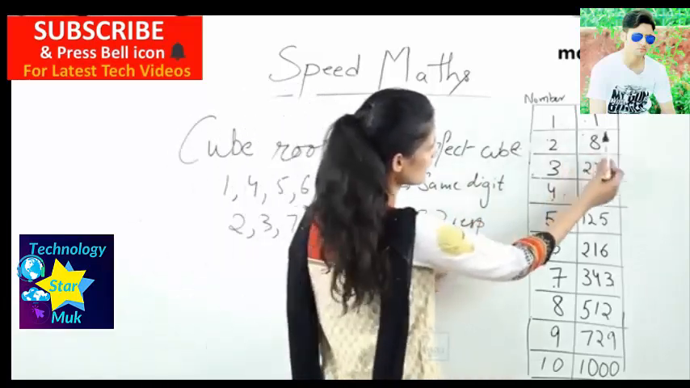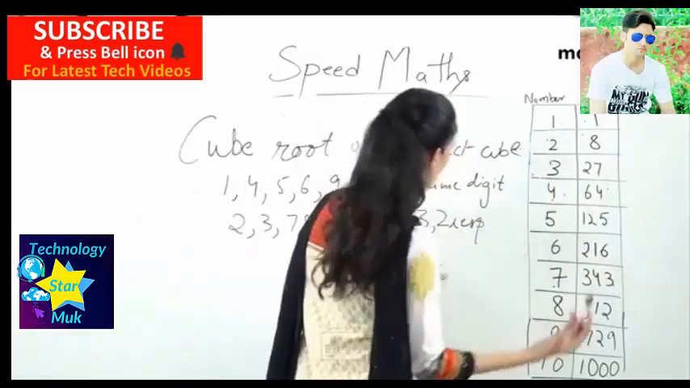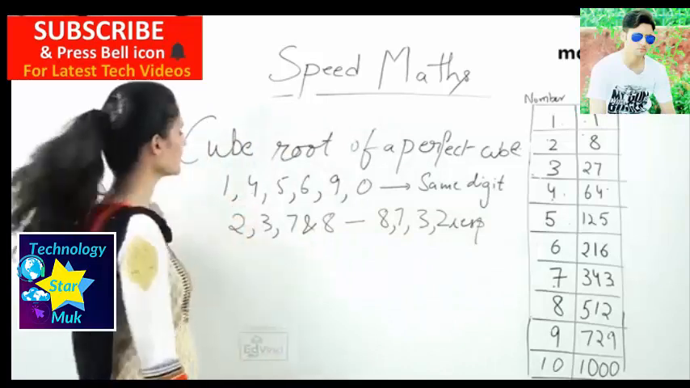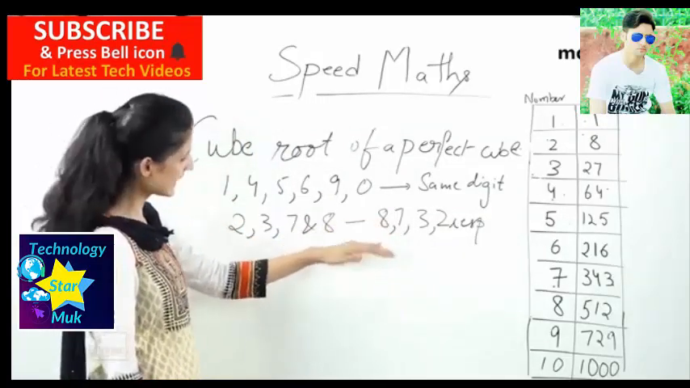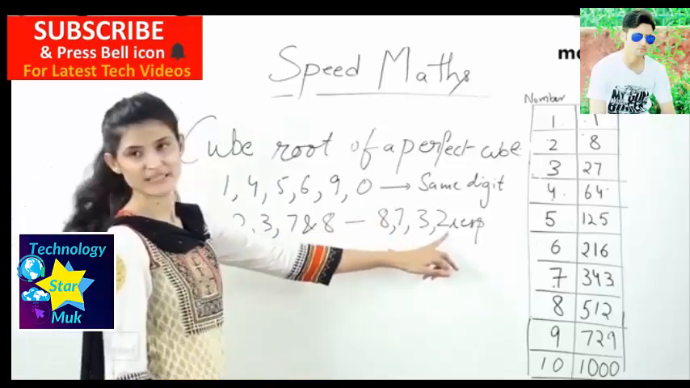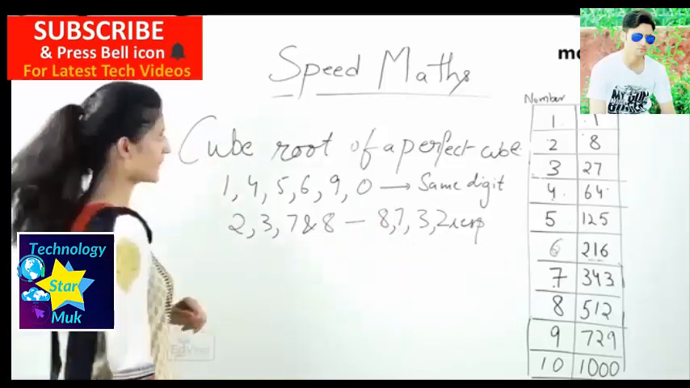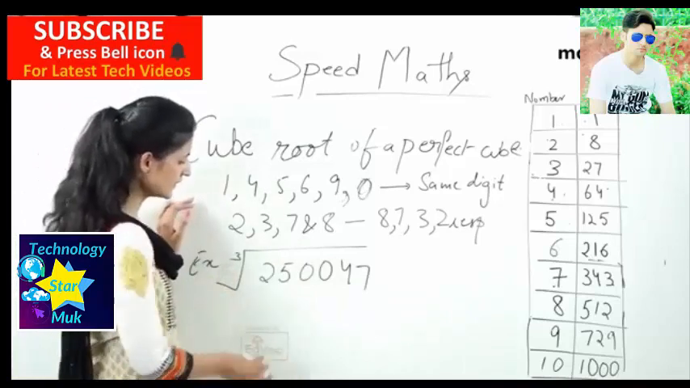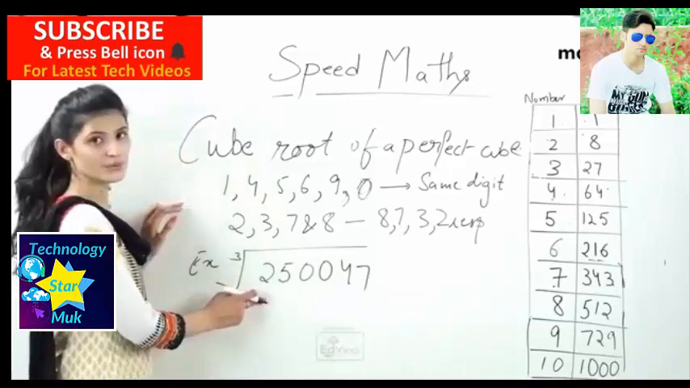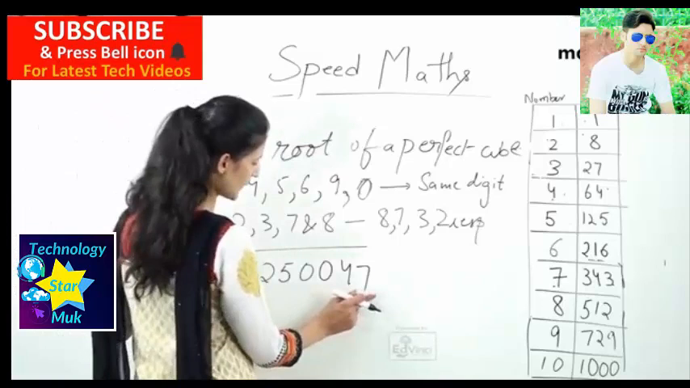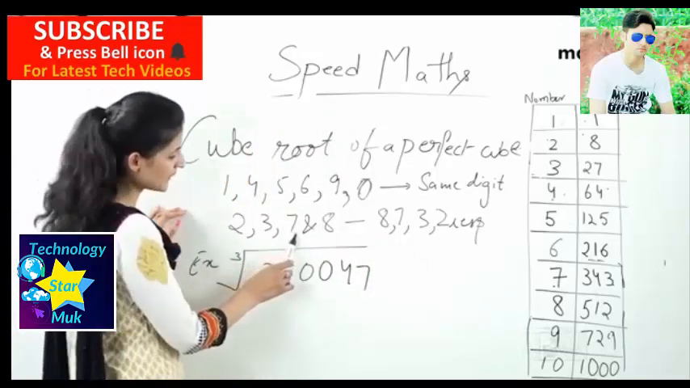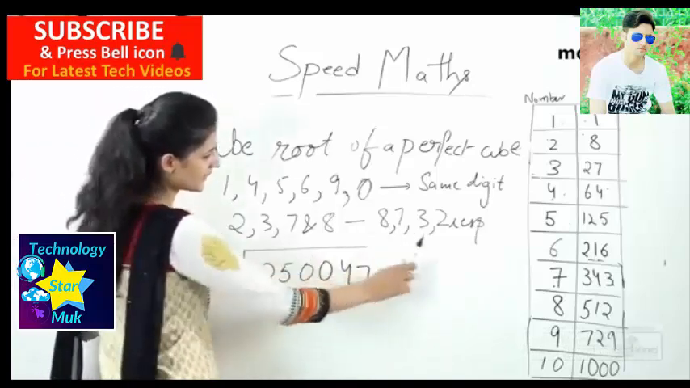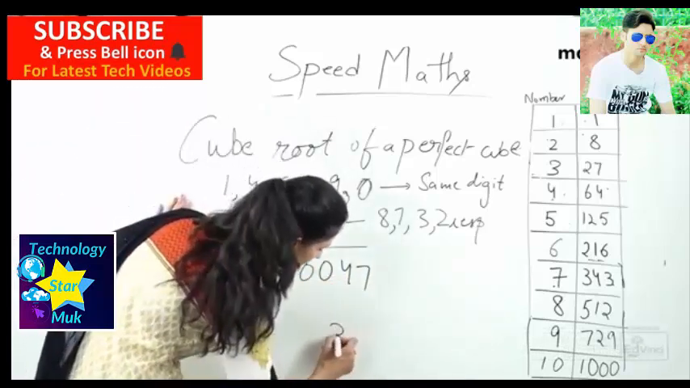If the perfect cube is ending with 2, 3, 7 and 8, then the cube root is ending with 8, 7, 3 and 2. Now let's take an example. So now look at this example where we have to find cube root of 250047. As I told you, if a perfect cube is ending with 7, then its cube root is ending with 3. So our last digit is 3.